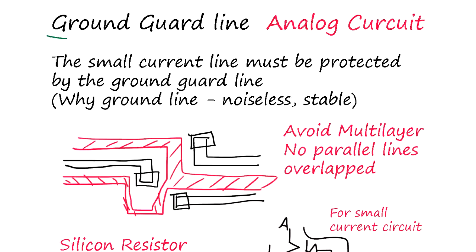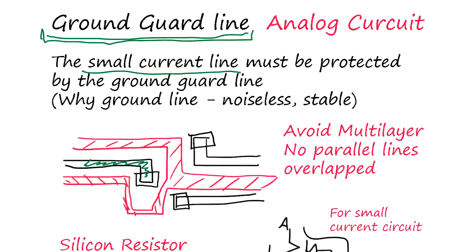Another thing is the ground guard line. And this is necessary when you deal with a small current line. If this is a small current here, and around here it's all like a small current circuit, you need to make sure we put the ground metal on the silicon to isolate them well. Okay, because any effect, the radiation effect from this one is kind of absorbed by the ground line, so the interaction between them is going to be eliminated by this ground line.